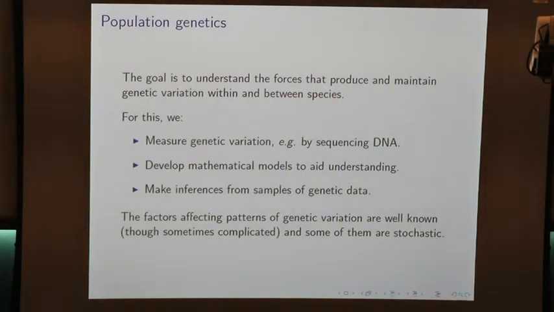So just to give a little introduction to this field, which I work in and you're all becoming members of, population genetics, our goal is to understand the forces that produce and maintain genetic variation, mostly within populations or within species, sometimes between populations and species. For this, we go out and do empirical work, measure DNA variation or other kinds of variation, but we also develop mathematical models that help aid our understanding, working out what kind of factors conspire to shape genetic variation within populations. And using those same models in a statistical setting, we want to take the data and then make some inferences about what has happened in the population, the factors that go into producing and maintaining genetic variation.